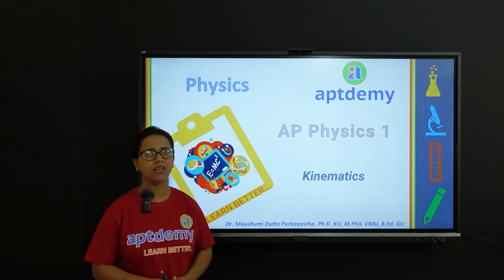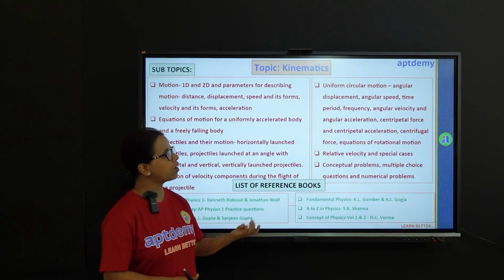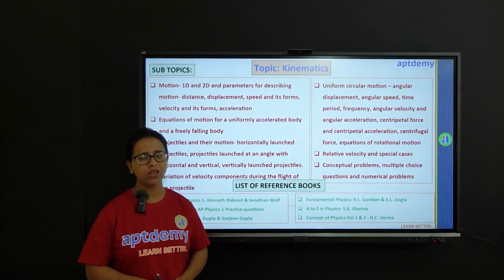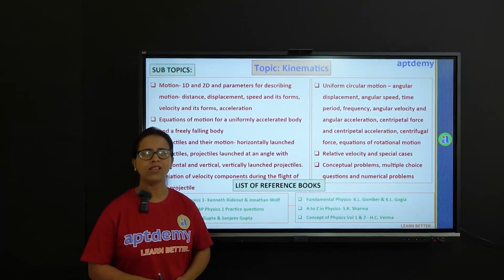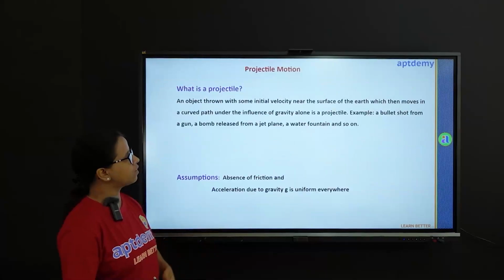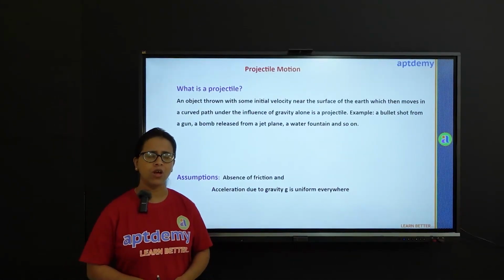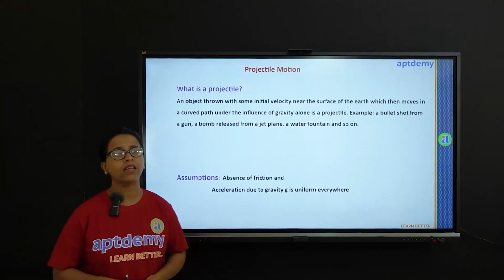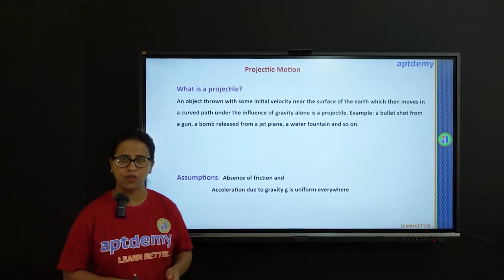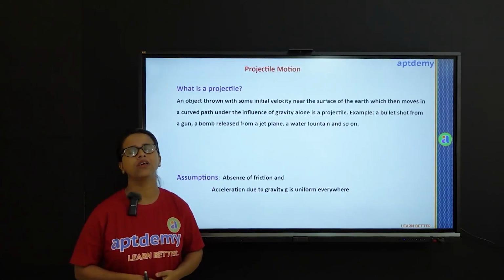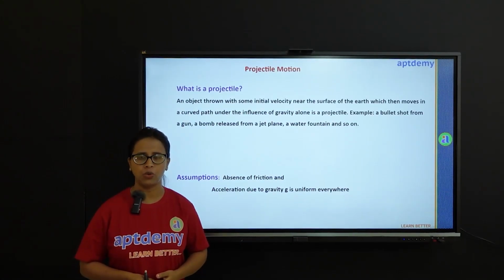We have been discussing kinematics and we have covered certain topics such as uniform and non-uniform motion, and today we shall be discussing projectiles and their motion. Now what is a projectile? Is it some hardcore device? Not really so. A projectile is in fact any object that has been thrown with some initial velocity near the surface of the earth and which falls under the influence of gravity alone.